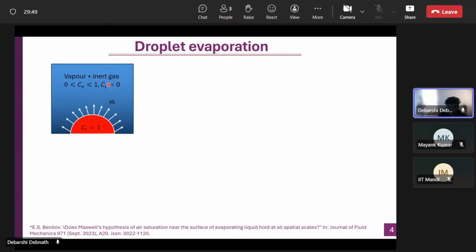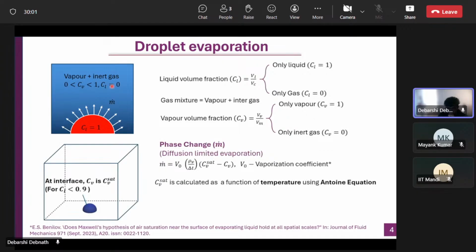And you have the liquid. CL is the liquid volume fraction. If CL is 1, it's liquid. If CL is 0, it's the gaseous mixture. But in the gaseous mixture, we now have another volume fraction that we have defined here as CV. This CV denotes the volume fraction of the vapor in the gaseous mixture. If the value of CV is 1, there is only water vapor present in the mixture. If it's 0, there is only inert gas present in the gaseous mixture.